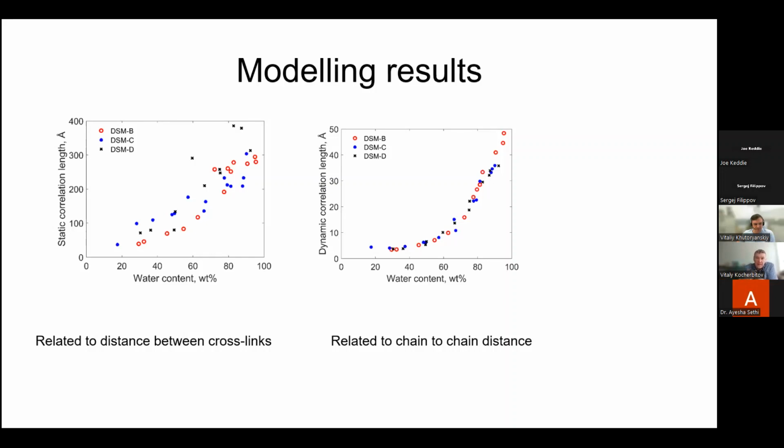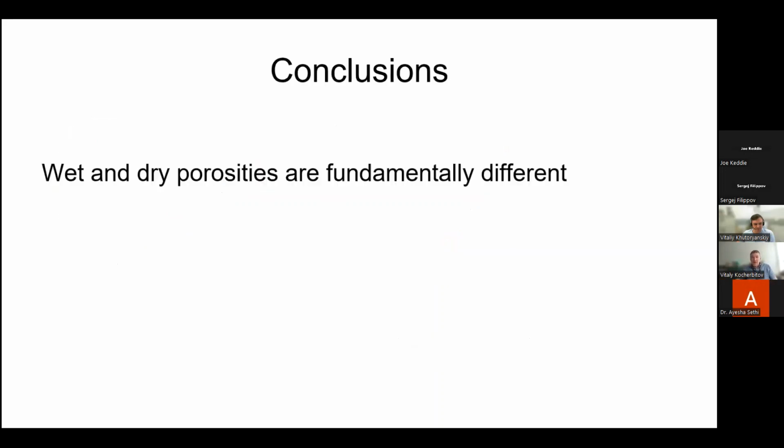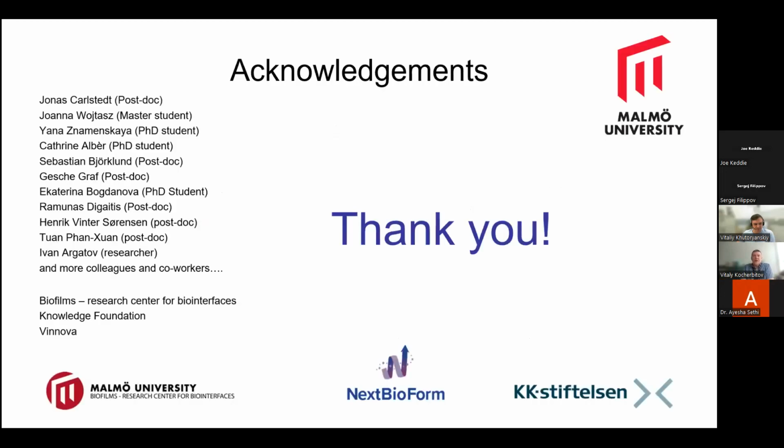So in any case, this shows that porosity in the wet state is on the order of a few nanometers, while in the dry state we saw porosity on the order of hundreds of nanometers. But on the other hand, the amount of porosity is much larger in the wet state, even though the size of pores is much lower. Well, the main conclusion is that the wet and dry porosities in carbohydrate materials are fundamentally different, and we also propose some ways to quantify both of them.